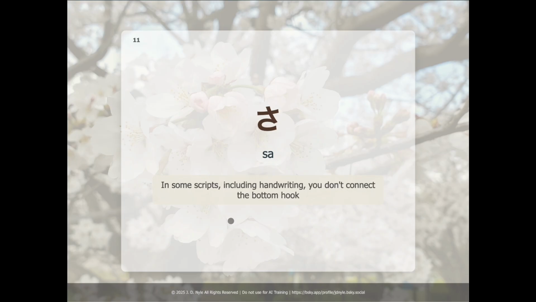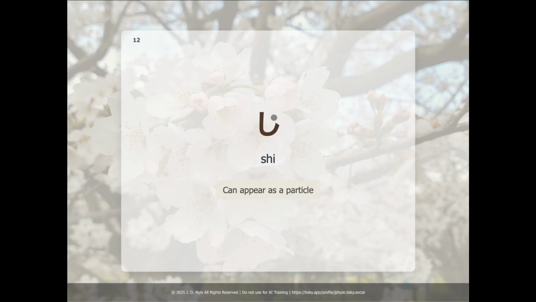Sa. Again, in some scripts, including handwriting, you won't actually connect that bottom stroke here, so it is 1, 2, 3 strokes. Shi. You'll see this as a particle in some cases. Su. If you want to remember, it kind of looks like a pig's squiggly tail, so you got that little su there.